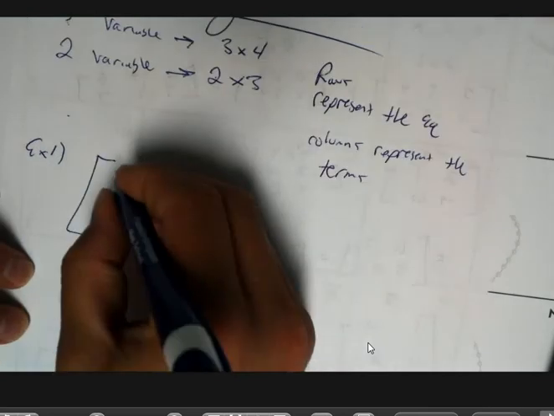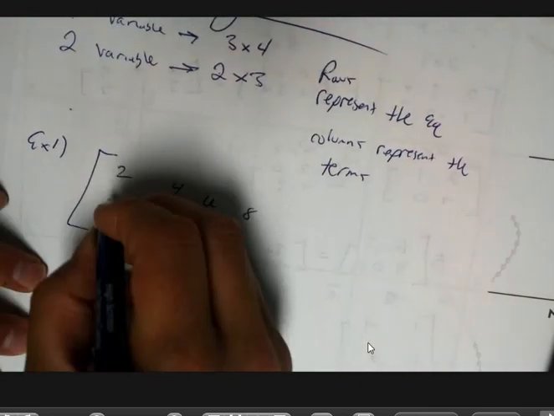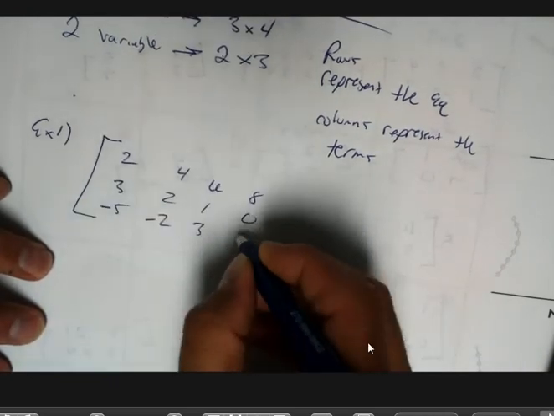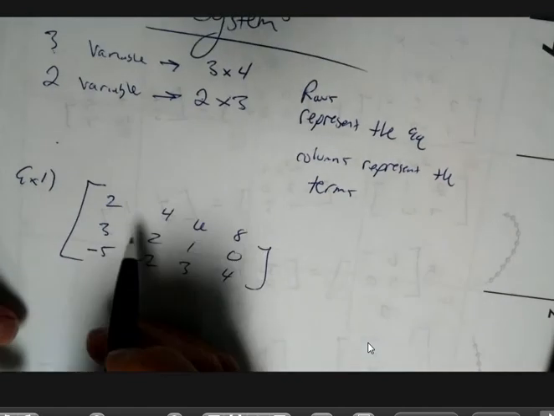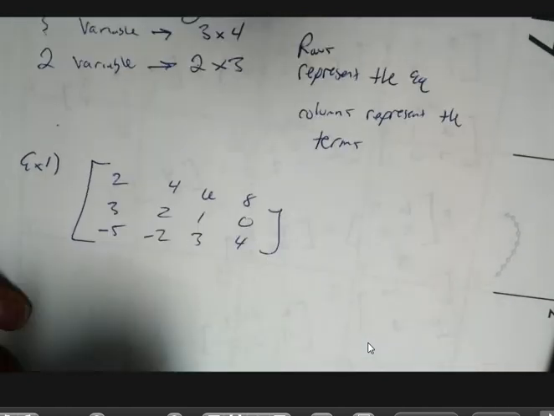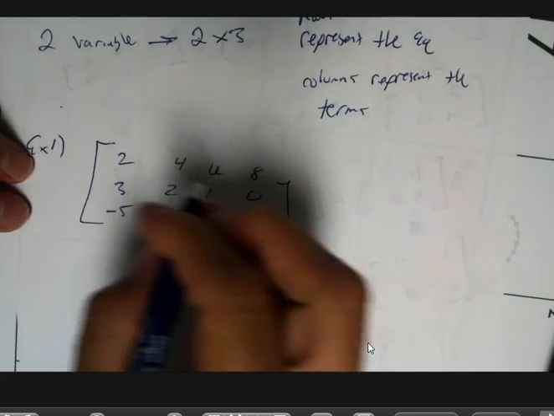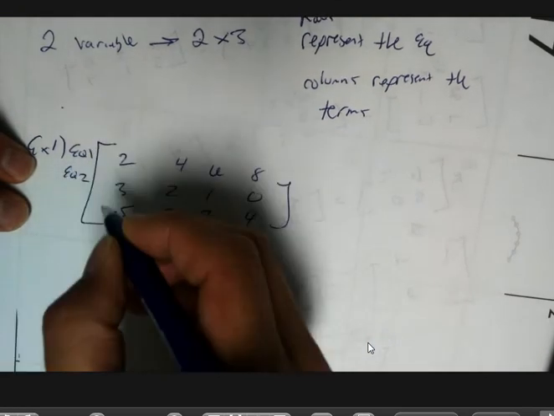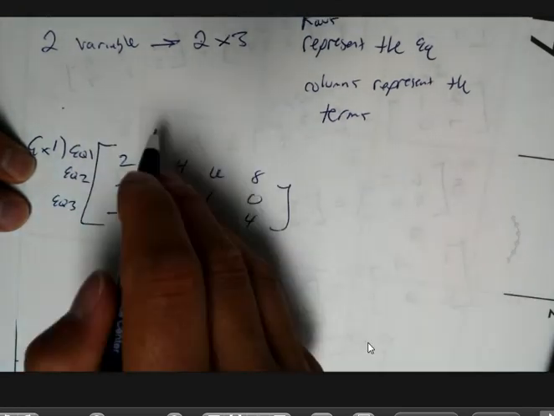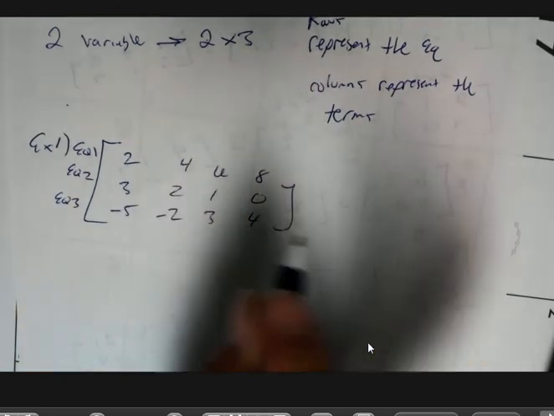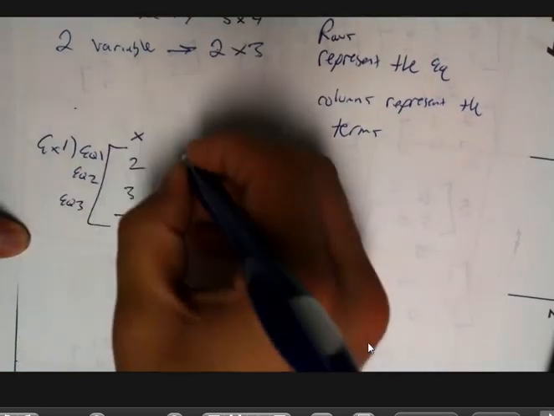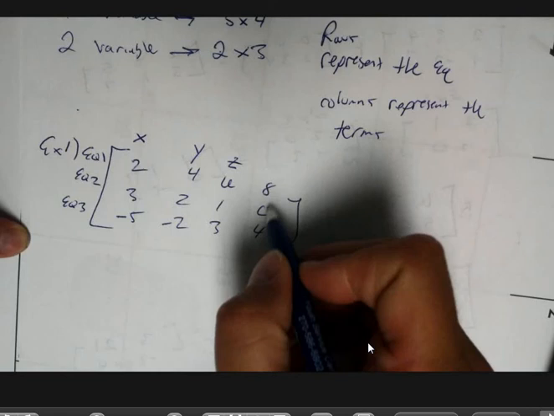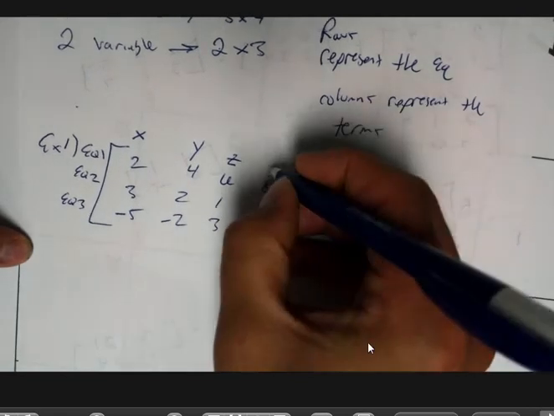Okay, so if I'm looking at the following matrix, we got 2, 4, 6, 8, 3, 2, 1, 0, -5, -2, 3, 4. I want to write a system from this matrix. It is the easiest thing to remember. We just said rows represent the equation. So we got equation 1, equation 2, and equation 3. And then terms. Well, I like to use x, y, z for everything. So x is my first column, y is my second, z is my third. Those are 3 terms. And this last column is our answer. I just call that equals.